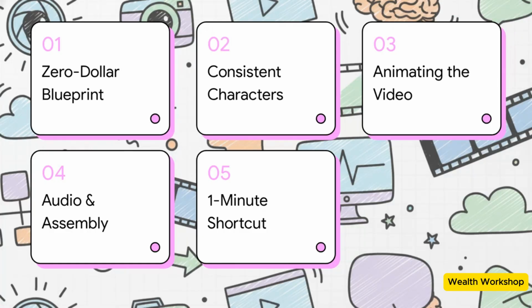Okay, let's dive into this. Here is your strict chronological syllabus for the day. 1. The $0 blueprint. 2. Creating consistent characters. 3. Animating the video. 4. Audio and final assembly. And 5. The 1-minute shortcut and reality check.